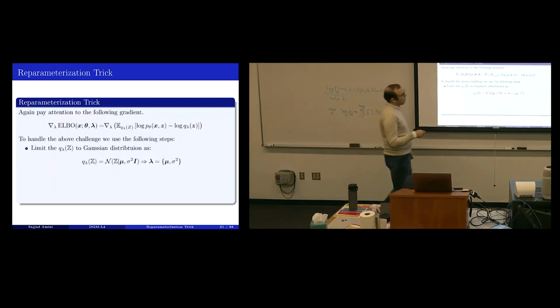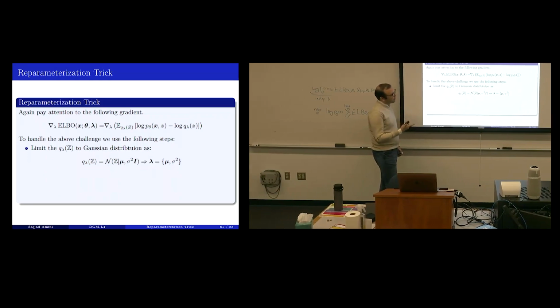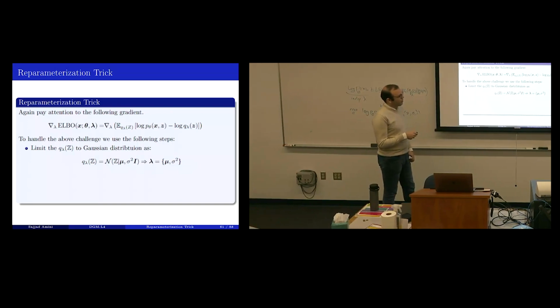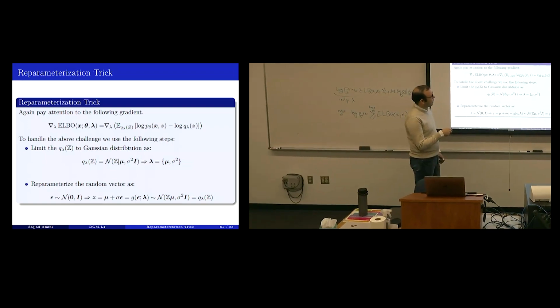How? We start by limiting the Q distribution to the normal distribution with two parameters, mu and sigma squared. Instead of a general parametric Q distribution, we select the Gaussian here. So lambda is mu and sigma squared. And we know that if I want to sample from a Gaussian with these parameters, I can sample from a standard Gaussian. I sample epsilon from this distribution, and if I apply this transformation on epsilon, I have a random vector which follows the distribution of Q.